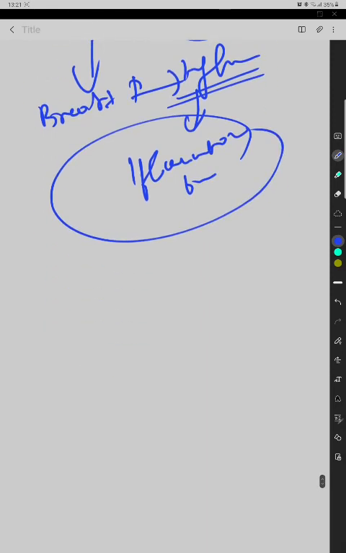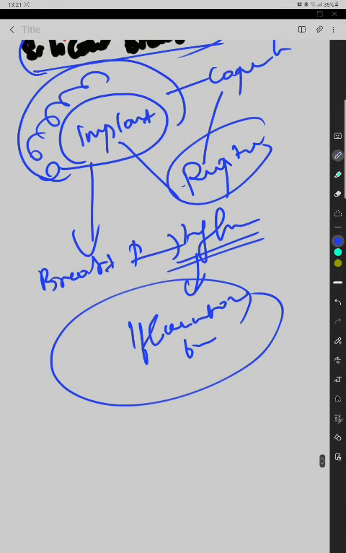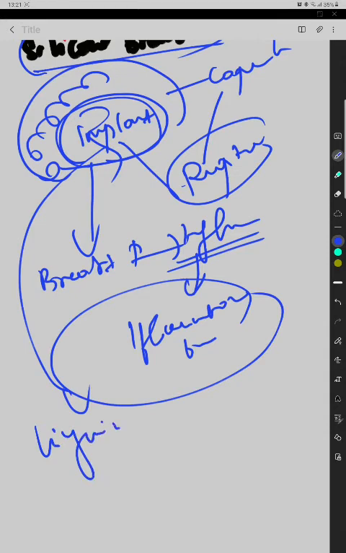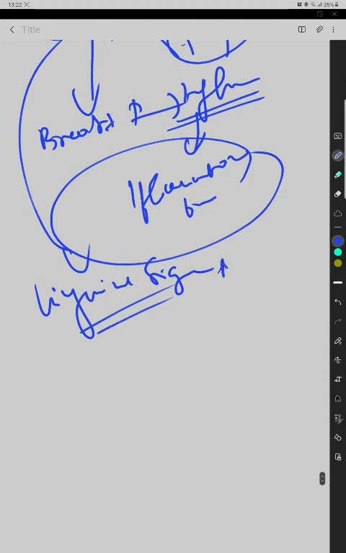And then the linguine sign is there. The capsular rupture is seen as an intracapsular rupture. That is the reason the implant is going to be rupturing here, so it is the linguine sign on MRI. Intracapsular rupture on USG is also called the linguine sign.